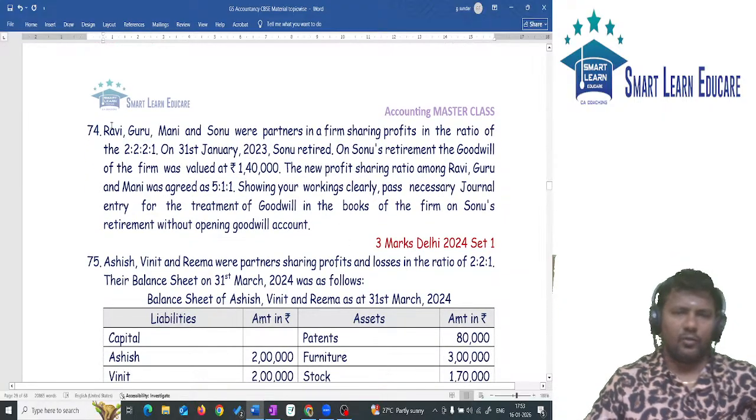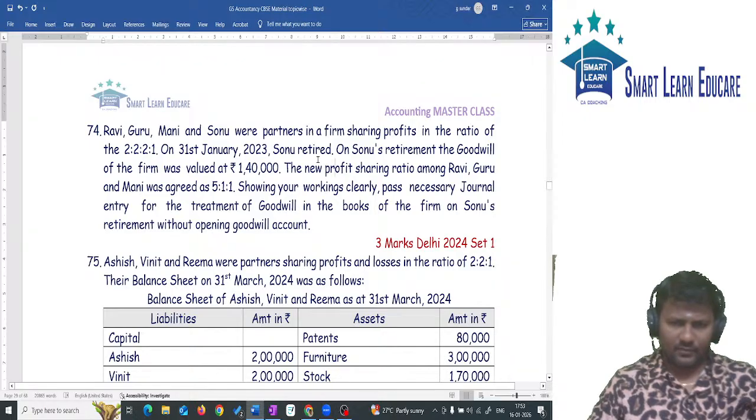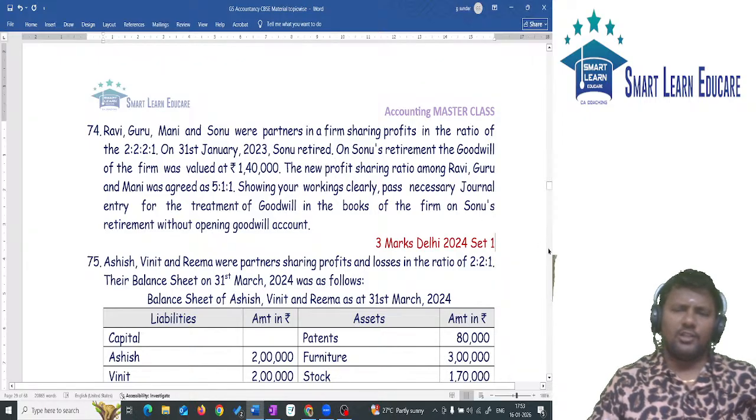Question number 74. Ravi, Guru, Mani, Sonu were partners in a firm, sharing profits and losses in the ratio 2:2:1. 2:2:1 is called the old ratio. On 31st January, one partner retired from the firm. On retirement of S, goodwill of the firm is valued at 1,40,000. So goodwill is how much amount?